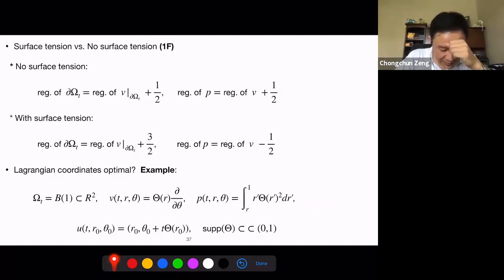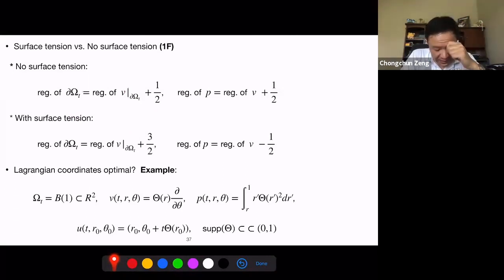So just to summarize: without surface tension, under the Rayleigh-Taylor sign condition, we get a half derivative improvement of the regularity of the boundary over the velocity. And with surface tension, we get a better improvement. That's what we expect the surface tension to do, except we had to put it in the right way to get that analysis.